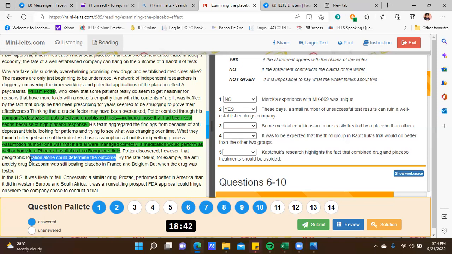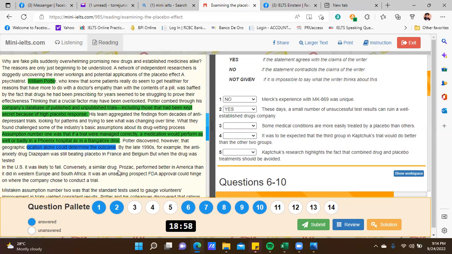What? Iba ba mag-isip ang mga taga-Bangalore? By the late 1990s, for example, the anti-anxiety drug diazepam was still beating placebo in France and Belgium, but when the drug was tested in the US, it was likely to fail. Conversely, a similar drug, Prozac, performed better in America than it did in Western Europe and South Africa. It was an unsettling prospect. FDA approval could hinge on where the company chose to conduct a trial. Ang ganda, guys. Parang iba yung pag-iisip ng mga tao sa States, sa France, sa Belgium.